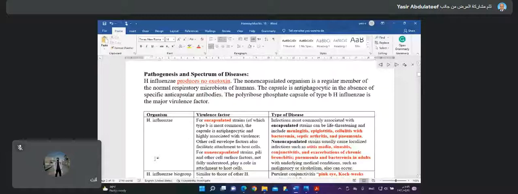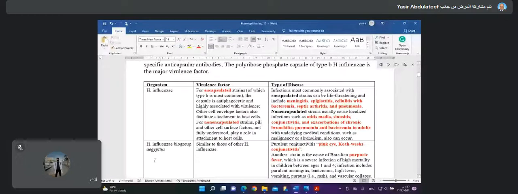While the non-capsulated form of H. influenzae could induce otitis media, and up till now, it is the second most common cause of otitis media. Sinusitis, conjunctivitis, it might exacerbate chronic bronchitis, pneumonia, and bacteremia in adults. But the non-capsulated is less virulent than the capsulated form. The biogroup Aegyptius is responsible for pink eye or Koch-Weeks conjunctivitis.